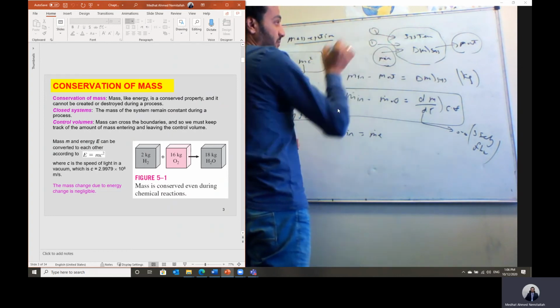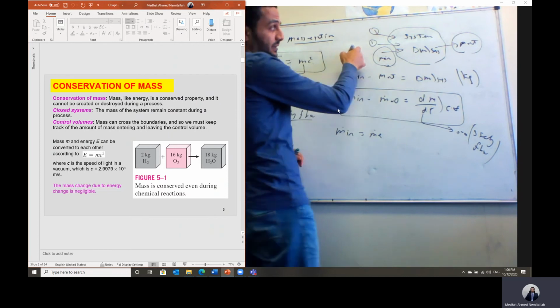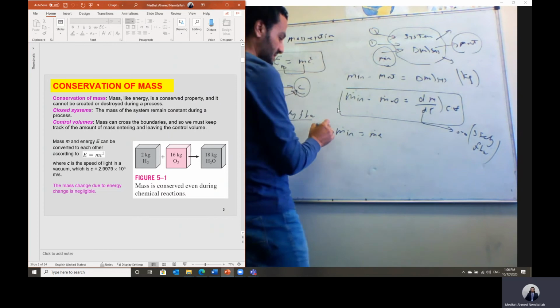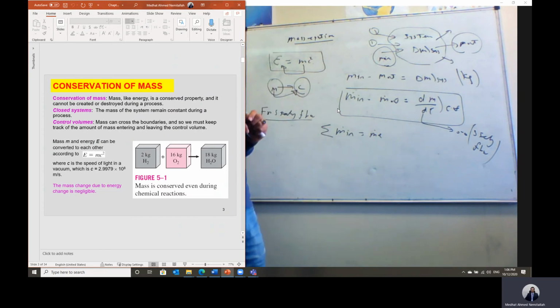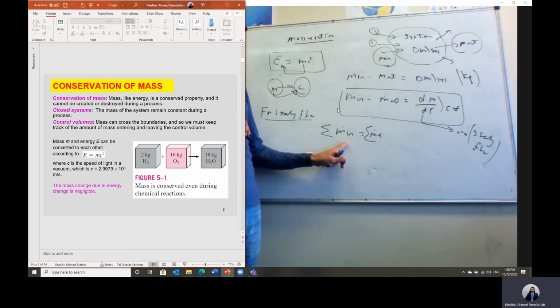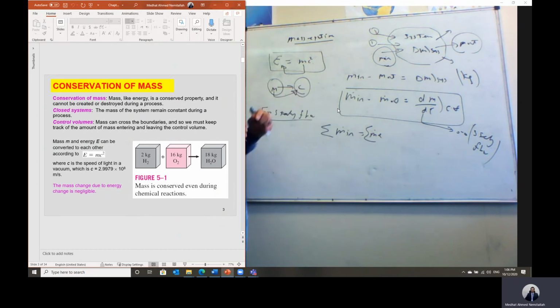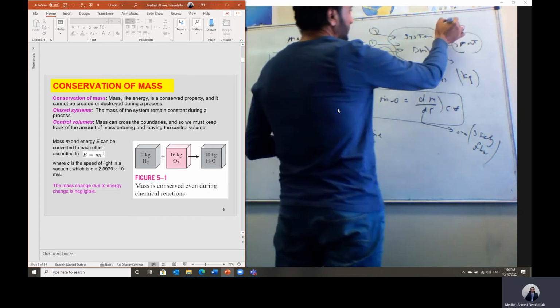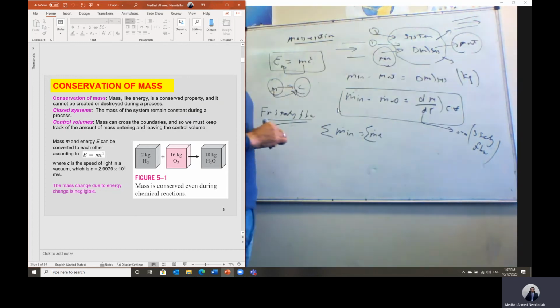But let's say we have more than one inlet: mass inlet 1, mass inlet at another cross section 2, and more than one outlet. In this case we have to add the summation sign. So the summation of all mass flow rates in should equal the summation of all mass flow rates out when we have a steady flow. But if we have a single stream, that means only one inlet and one outlet, we can remove the summation.